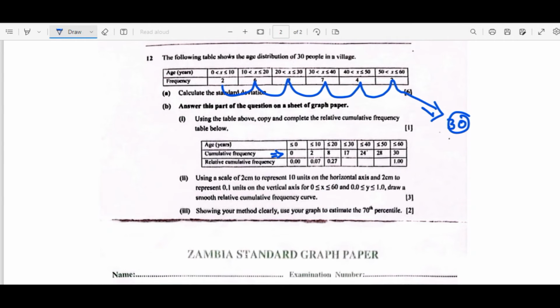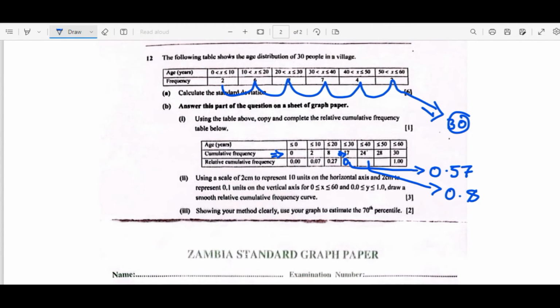So let's go to 17 here. 17 divided by 30, getting 0.566, so which is 0.57. Then for this one, 24 divided by 30, getting 0.8.